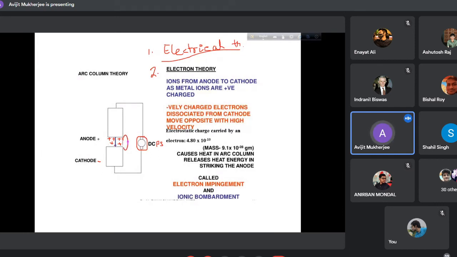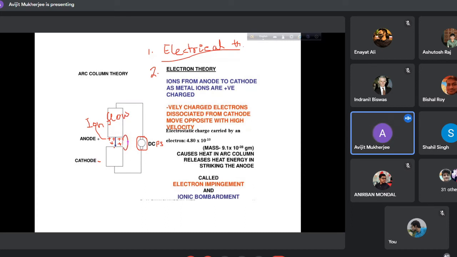And during such movement, this is the ion flow. This is the ion flow in the case of the electrical theory. This is the ion. And when these ions are flowing, they will collide with the air gap. It is a small air gap, but air is there. So they will collide, and due to such collision, heat will be generated.